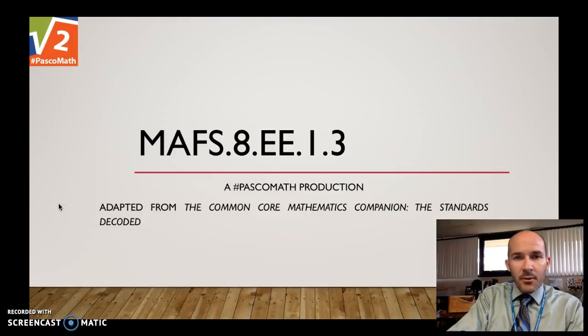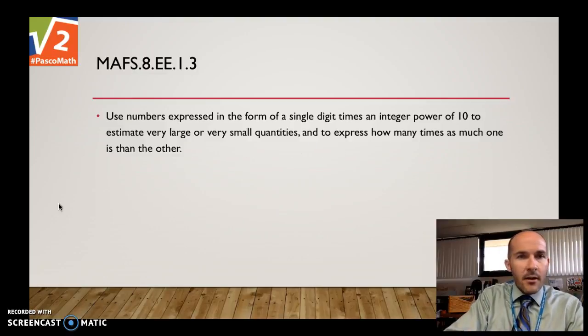Today we're going to be exploring 8.EE.1.3, unpacking the standard, looking at what the teacher could be doing in the classroom as well as what the student should be doing, and anticipating some misconceptions and how we can address those in the classroom. So let's get started. So the standard states, use numbers expressed in the form of a single digit times an integer power of 10 to estimate very large or very small quantities, and to express how many times as much one is than the other.